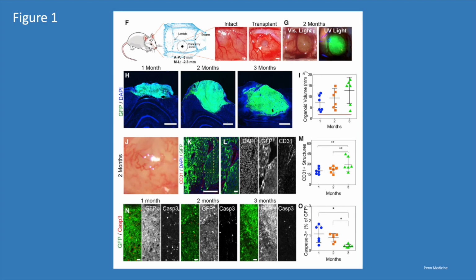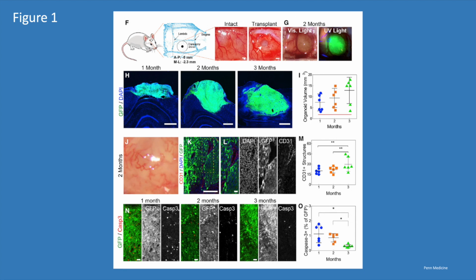Now continuing with Figure 1, the focus shifts to the transplantation paradigm of the organoids. So Image F features a schematic representation of the transplantation procedure, where the precise location of the 5mm craniotomy is illustrated. Image G then shows us bright field images of the same animal at 2 months post-transplantation, both under visible and ultraviolet light, highlighting the integration of the GFP-positive organoid within the surrounding brain tissue and vasculature. Image H then shows us coronal sections of animal brains at 1, 2, and 3 months post-transplantation, demonstrating the growth of the organoid over time.